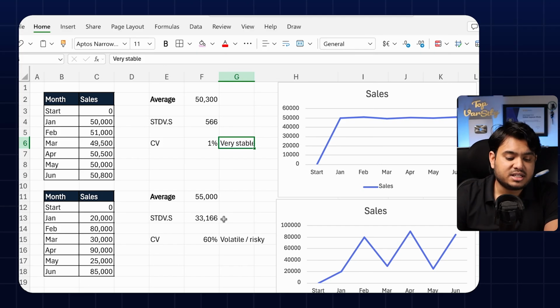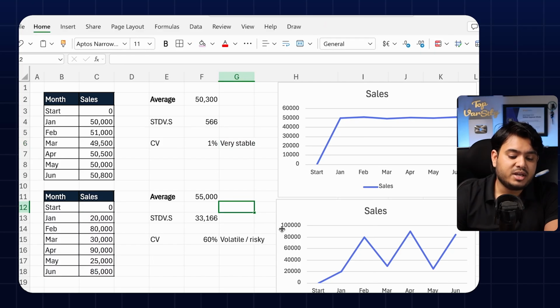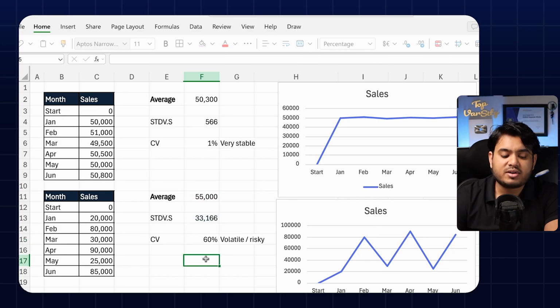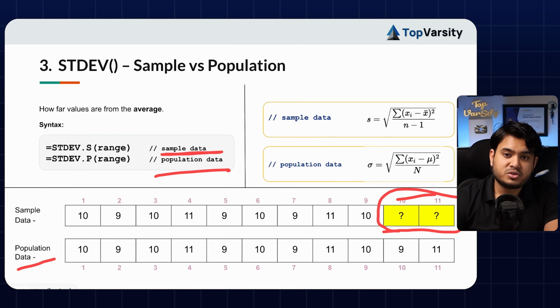But the second table we have has very high volatility, which we have seen on the graph also. We calculated the average, then the standard deviation, and on the basis of the standard deviation we calculated CV, the coefficient of variation, and it is showing volatility, so it's very risky to calculate anything on this data. I hope you understood standard deviation, and it's a very important topic that you should know for data analytics.